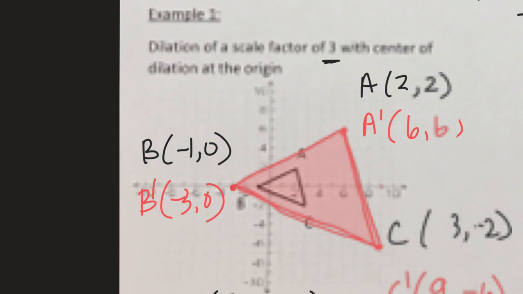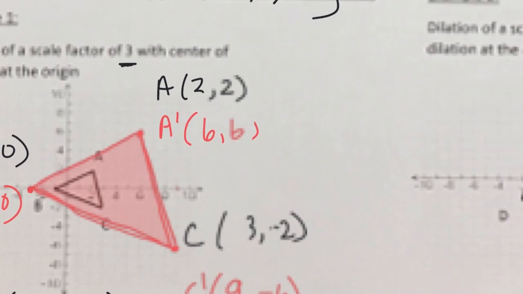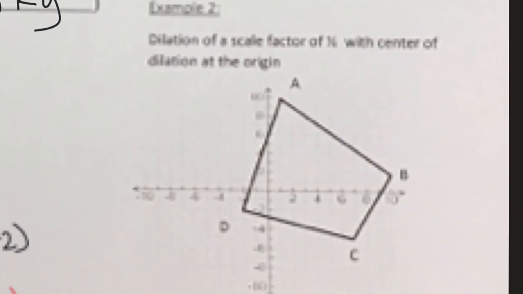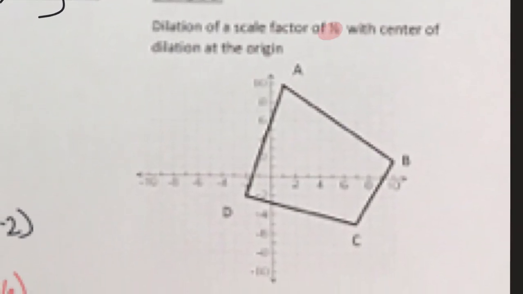Okay, so this is how we do a dilation. You multiply each of the coordinates of your points by the scale factor, and you plot it and you shade it. So we're going to do that here. Now we have a scale factor of 1/2. So now all of our points are going to be half as far, twice as close, closer to your origin than they used to be. Okay? So let's see what happens there.